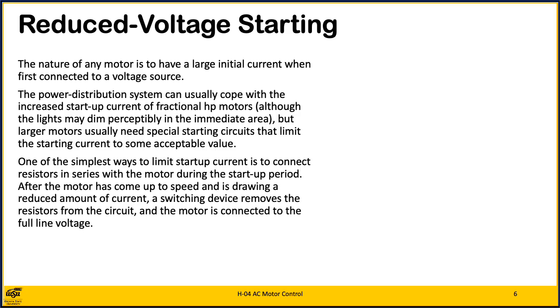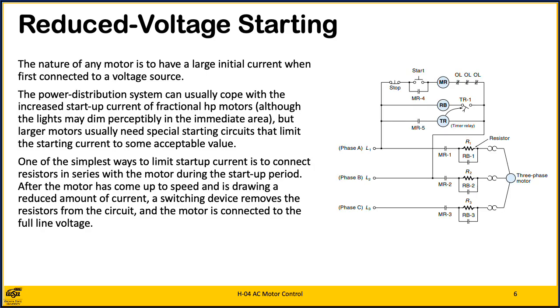One of the simplest ways to limit startup current is to connect resistors in series with the motor during the startup period. After the motor has come up to speed and is drawing a reduced amount of current, a switching device removes the resistors from the circuit and the motor is connected to the full line voltage.